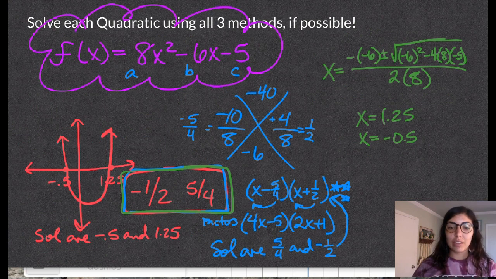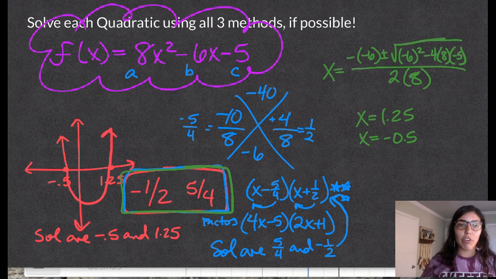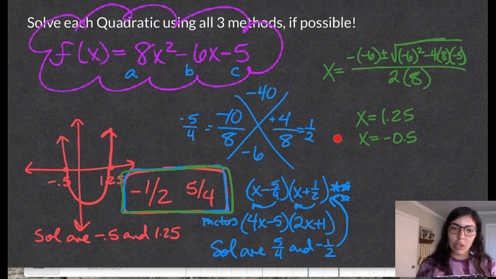So here's your next example. I know, boom, it's on the screen. So we started with the quadratic 8x squared minus 6x minus 5. And again, I can solve this one in 3 methods. I can graph it in Desmos, I can factor it, and I can use the quadratic equation.